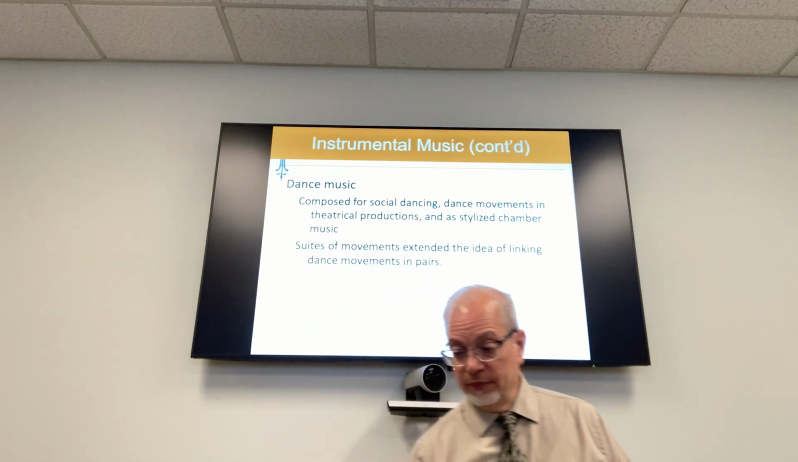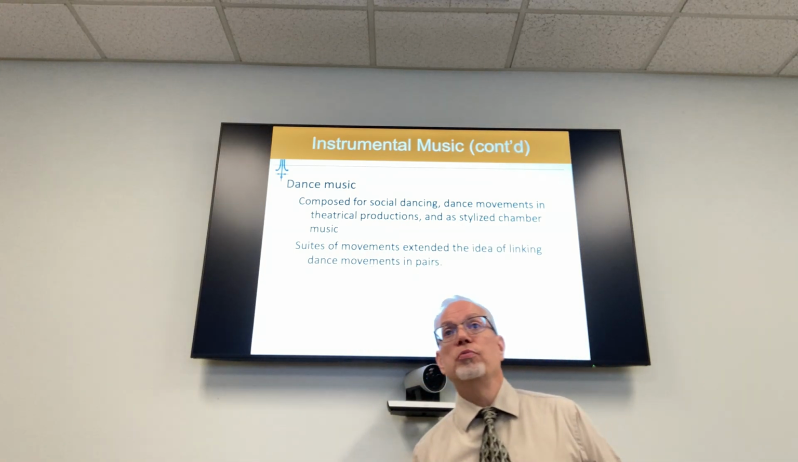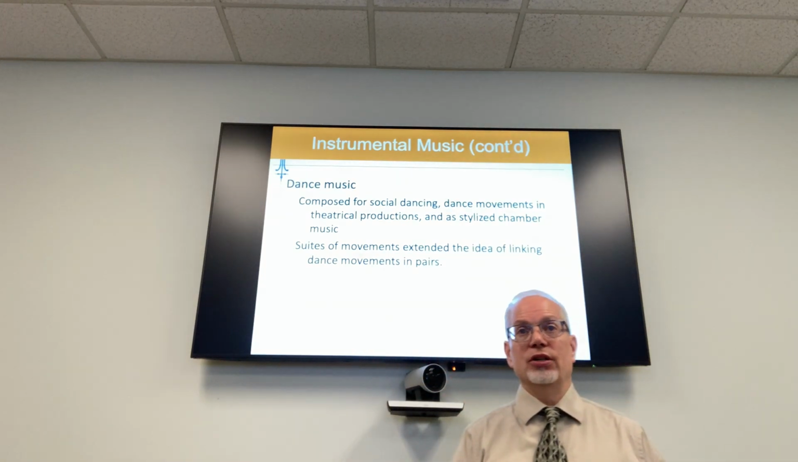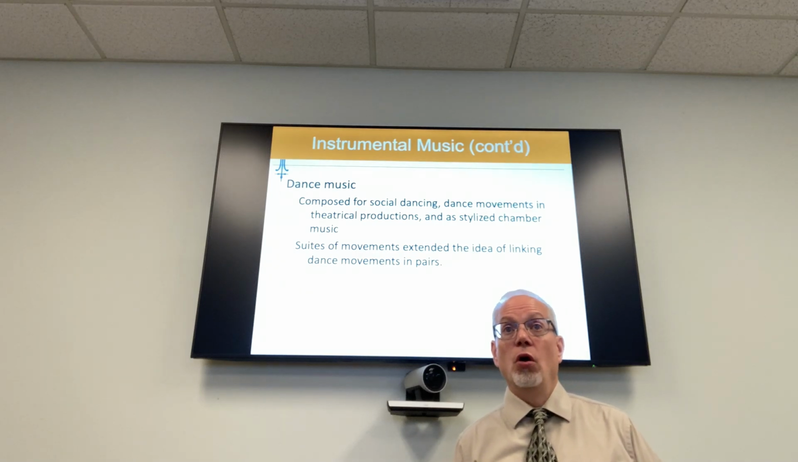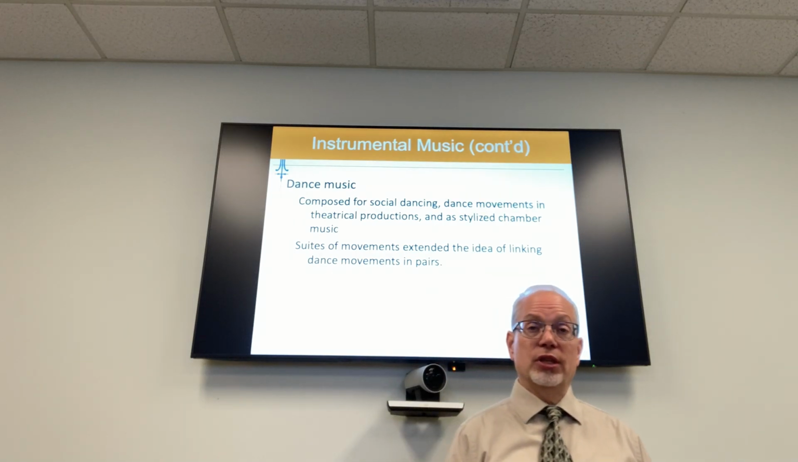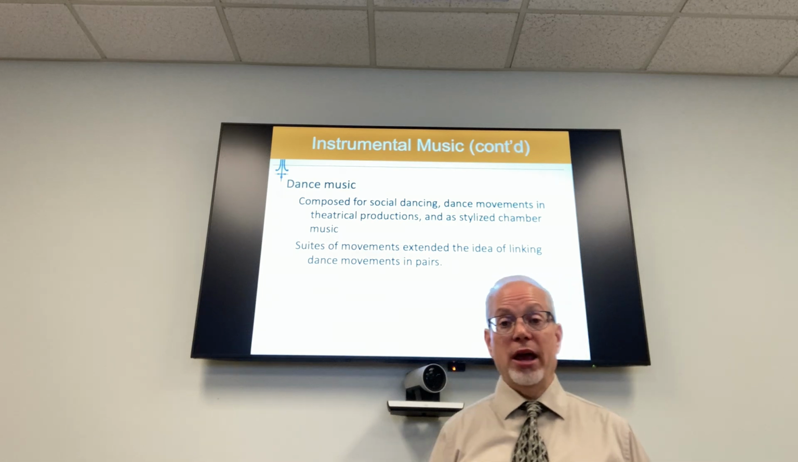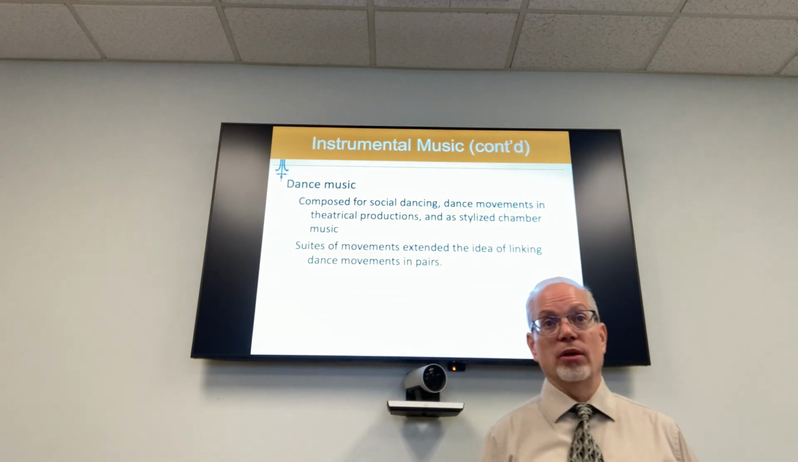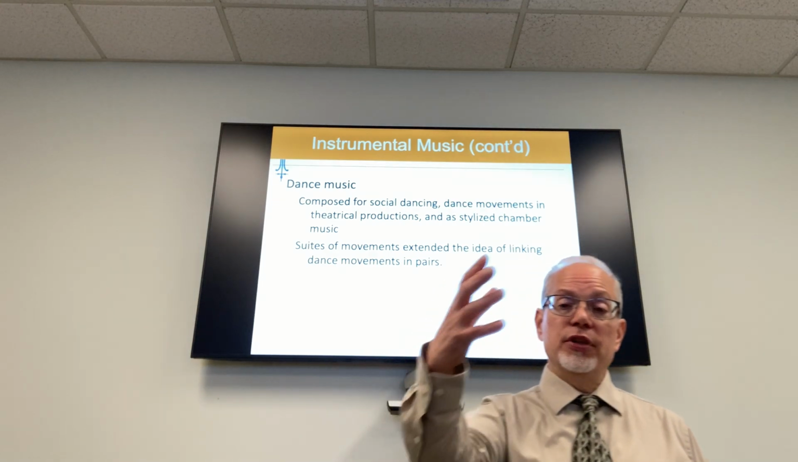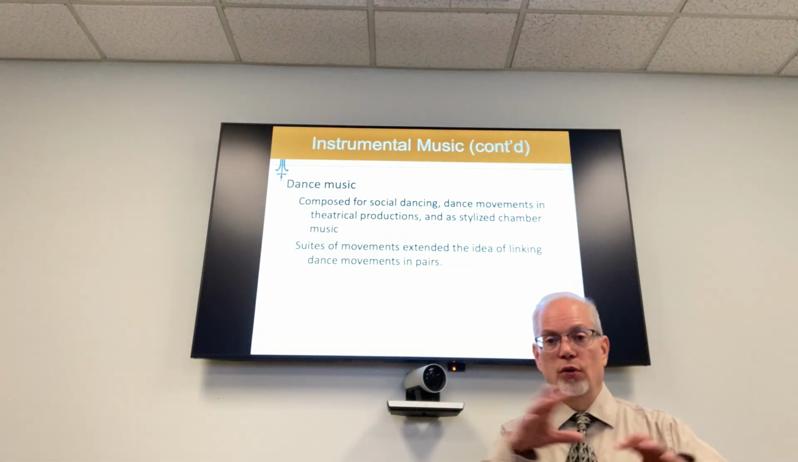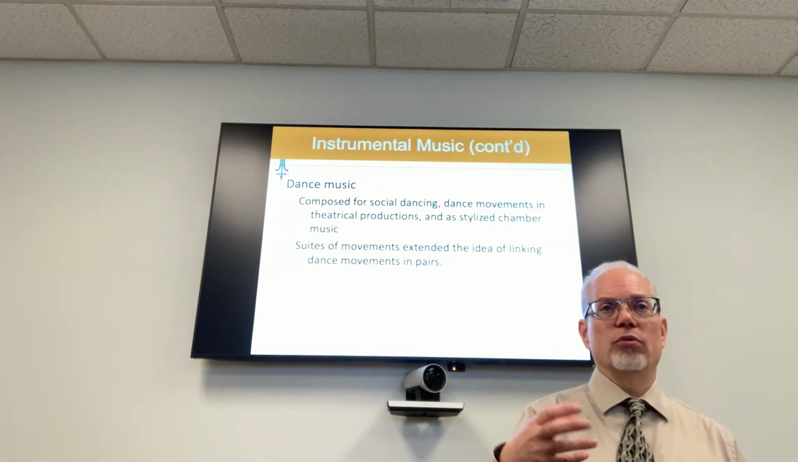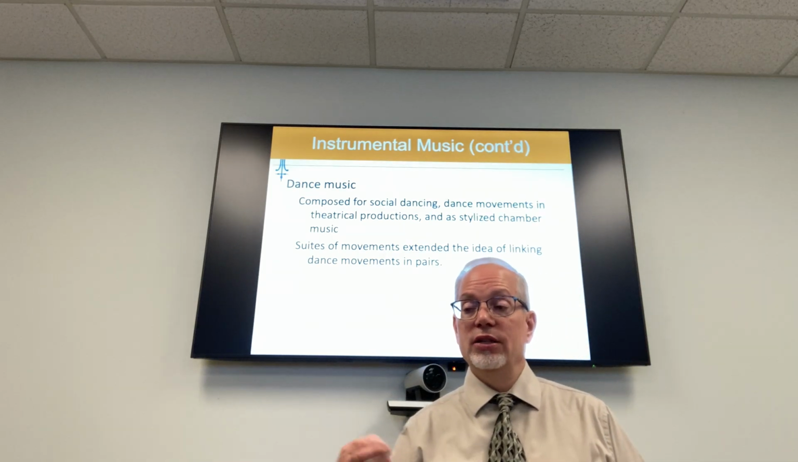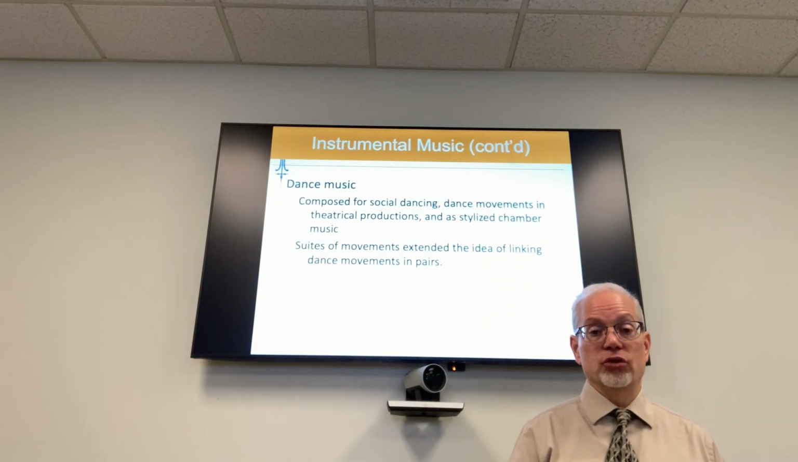And then finally, dance music. This is music that could be written for actual people to dance to, or it could be chamber music that was written inspired by these dances. So not intended to be danced to, but utilizing some of these dance rhythms. This chapter is kind of an overview. All of these different forms of instrumental music we are going to delve into more deeply in the ensuing chapters.